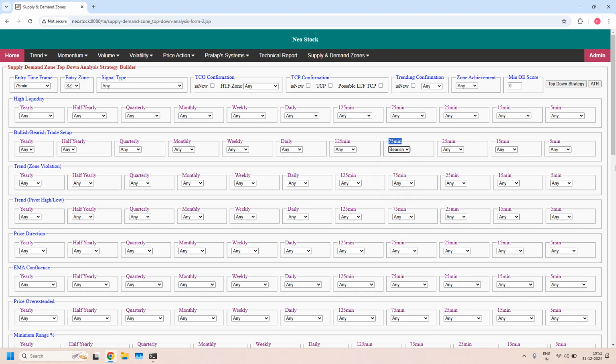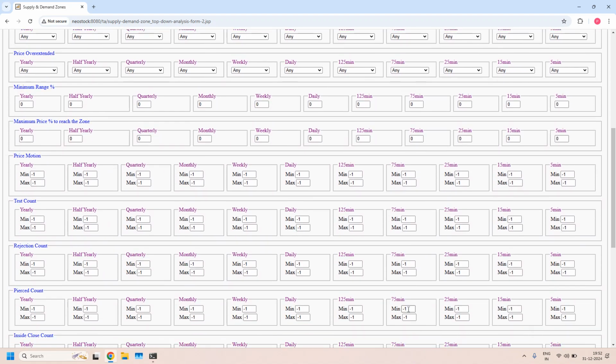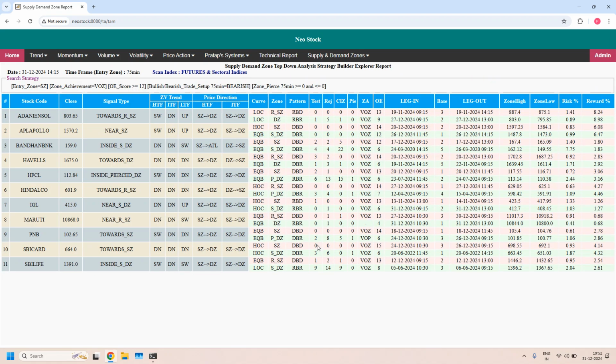I am selecting bearish. This 75 minute supply zone should not be pierced. So that's why in the 75 minutes time frame I am setting minimum value 0, maximum value 0. Zone achievement violated, opposing zone, minimum odd enhancer score 12. All 3 filters are applied to 75 minute supply zone. Let's verify. We got 11 stocks.